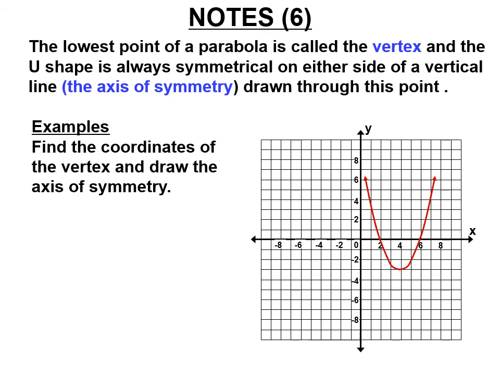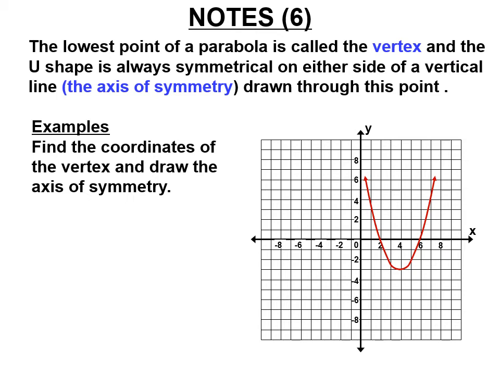All right, that lowest point is called the vertex. And once you find the vertex, the lowest point, the parabola will always be symmetrical on either side of it. All right, so let's see this. Find the coordinates of the vertex and draw the axis of symmetry. Okay, that's like the mirror of our parabola, and we'll see that.